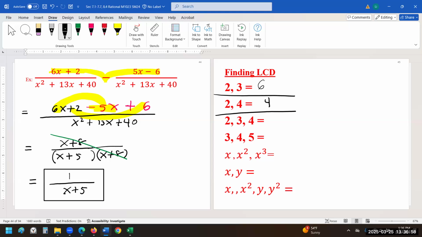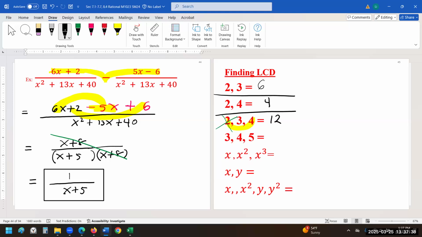How about if I put them together, 2, 3, and 4? So you compare 2 and 4. 4 is a multiple of 2. That means you don't have to count 2. You ignore that. And then you observe 3 and 4. Are 3 and 4 multiples of one another? So their LCD is 3 times 4, 12. That's how you can find multiples or LCD.